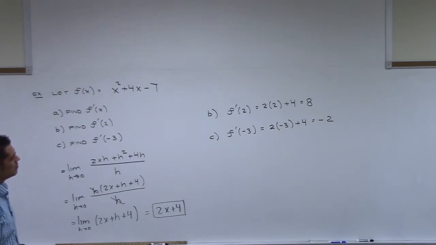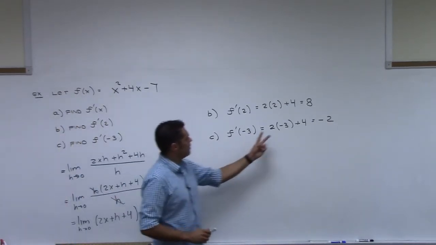What's that? Yeah, you multiply here first: negative 6 plus 4.